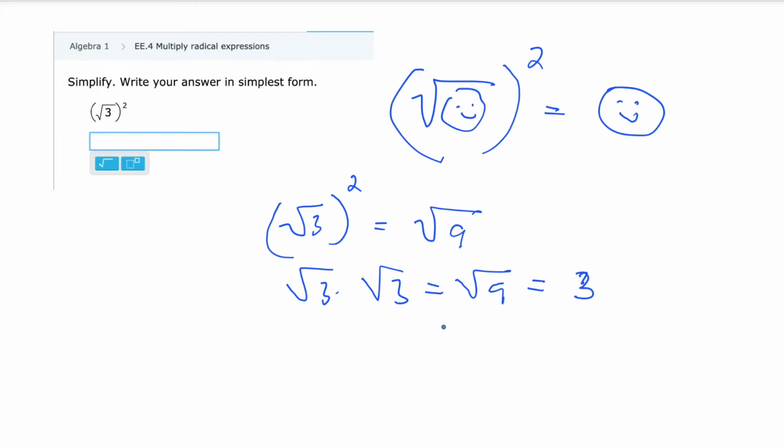But if it was on the inside, what would we do? Are you saying if it didn't have the parentheses? It's the same thing. Yeah, that's super confusing, but it's the same thing.